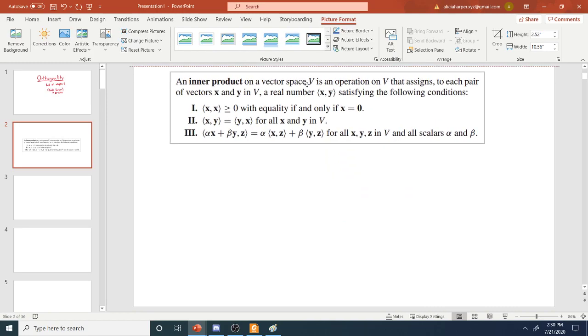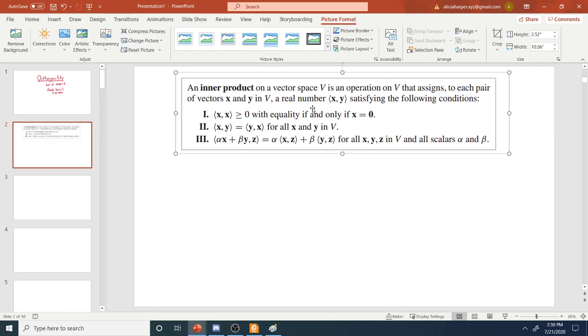So, just to review the definition, an inner product on a vector space is an operation that takes two vectors inside V and returns a real number, which we denote bracket x, bracket y, satisfying the following conditions. When you take the inner product of x with itself, you get a number that is greater than or equal to 0, with equality if and only if x is equal to 0. And the inner product of x with y is the same as the inner product of y with x.